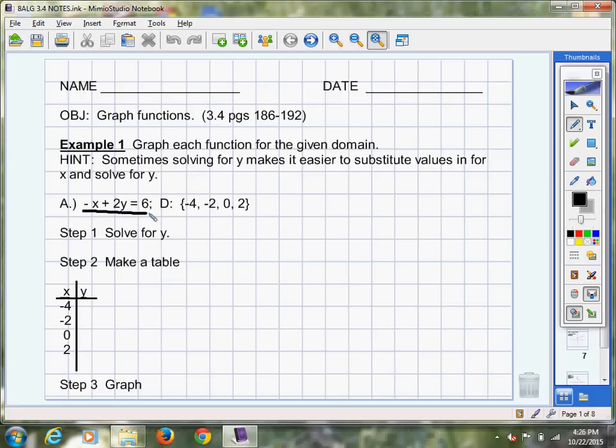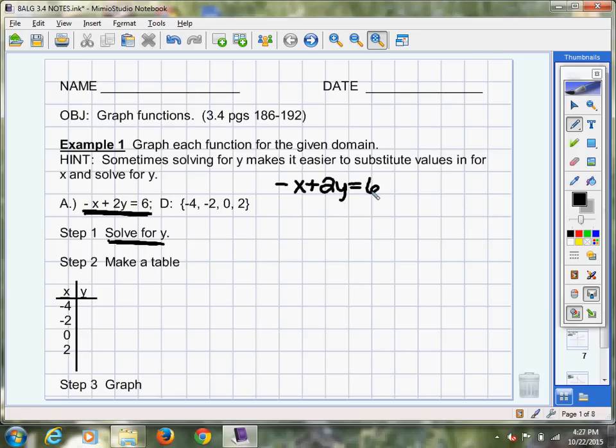This is our equation, the function that they've given us: negative x plus 2y equals 6. And then they gave us the domain: negative 4, negative 2, 0, and 2. So step 1, we want to solve for y. That's going to make it a lot easier to substitute in values for x and then solve for y as a result. So I'm going to come off to the side here and rewrite the equation: negative x plus 2y is equal to 6.